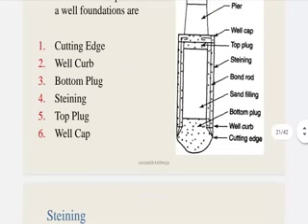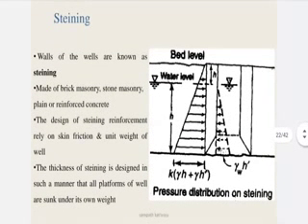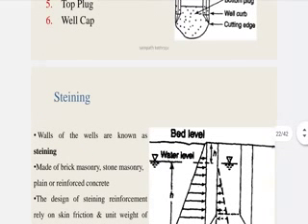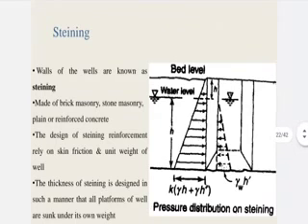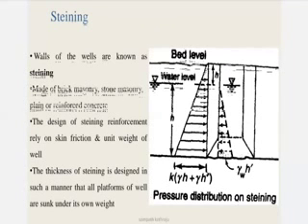First of all, we will see the staining. What is the staining part? In this figure, you can see the staining part is just above the cutting edge, which is nothing but a wall. Staining is nothing but the wall of the well. The periphery of your well foundation acts as the staining part. It is a vertical wall, and the wall is subjected to water pressure. We know that water pressure is more at the deeper side and less at the top, so it is a triangular section. The water pressure will always act on your wall surface as a triangular section.